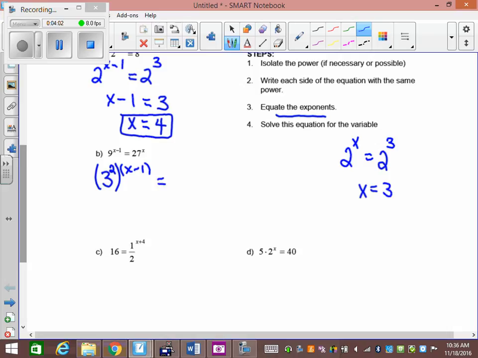27 is 3 to the what? 3 to the 3. Everyone should be writing, because you need notes. I don't know why else you would want to write them down, but that's a good enough reason.